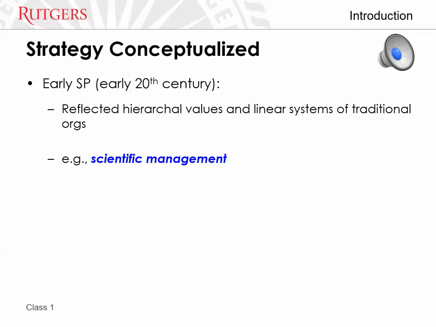It wasn't until about the early 20th century that the concept of strategy gained prominence in business. Early models of strategic planning reflected the hierarchical values and linear systems of traditional organizations. It was a very rigid process. This way of engaging in strategic planning was mainly promoted during the time of scientific management.